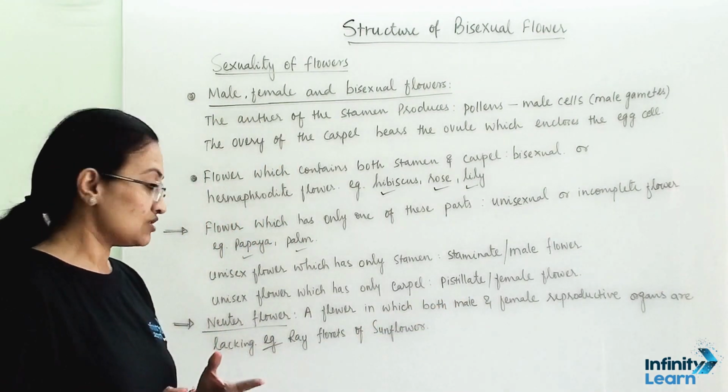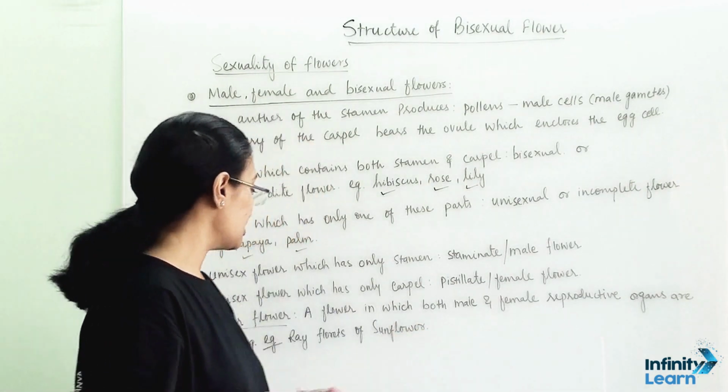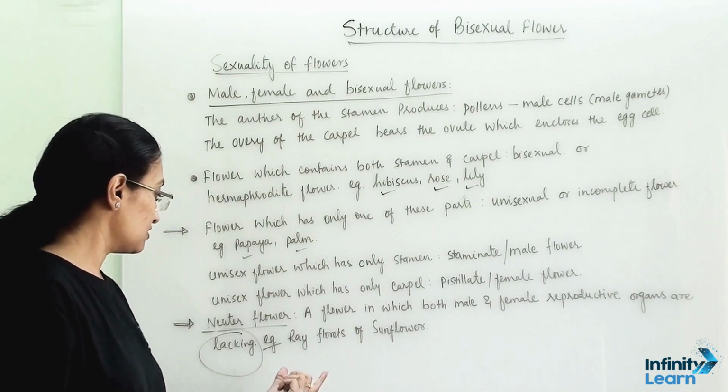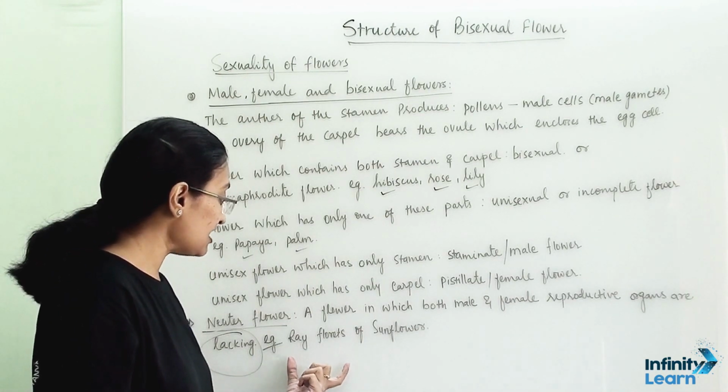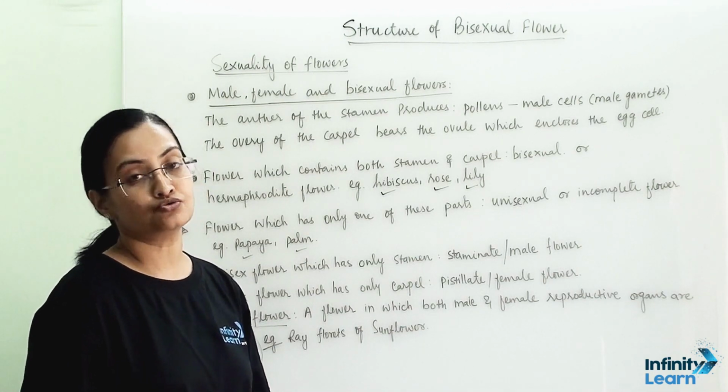Then comes the neuter flower. A flower in which both male and female reproductive organs are lacking is known as a neuter flower. Examples are the ray florets of sunflower. They come under the category of neuter flower.